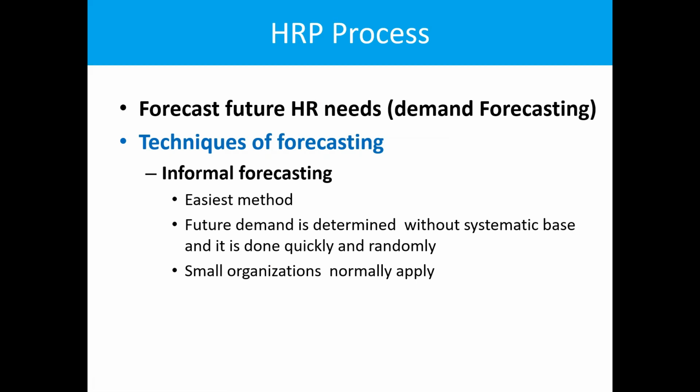Informal forecasting is the easiest method, and future demand is determined without a systematic base. It is done quickly and randomly, based on the experience of the HR managers and the other managers and the board of managers. For example, based on the experience of the marketing manager, according to the corporate plan, the marketing manager can determine the number of people needed for the coming 5 years.